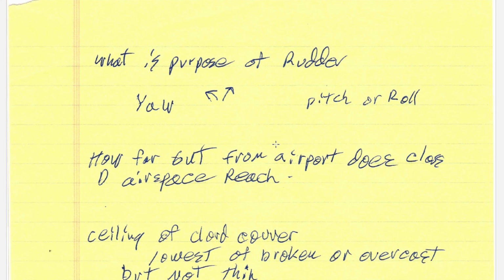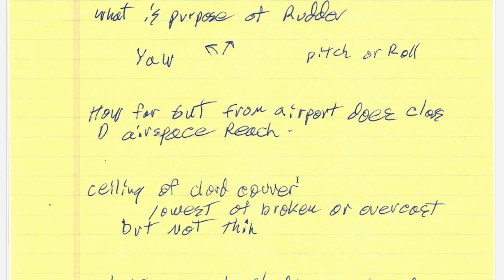How far from an airport does Class D airspace reach? This was part of a question. Most airspace, each circle is 10 miles across. So Class D airspace is 10 miles across. So if the airport's in the center, the Class D airspace is going out 5 miles, a radius of 5 miles around the airport. Your ceiling of cloud cover, your ceiling is the lowest of broken or overcast, but not thin.